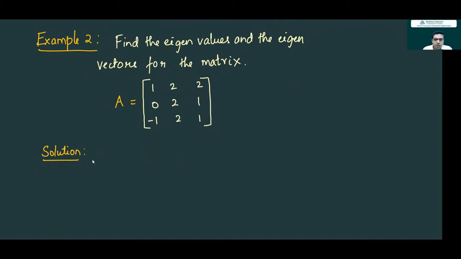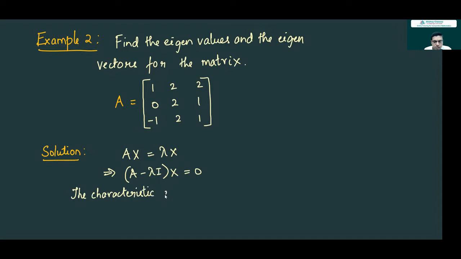So to find the eigenvalues, see, we are solving the problem Ax is equal to lambda x, and A minus lambda I times x equal to 0. The same matrix equation we are writing this way. The characteristic equation is determinant of A minus lambda I is equal to 0. So what do you get?